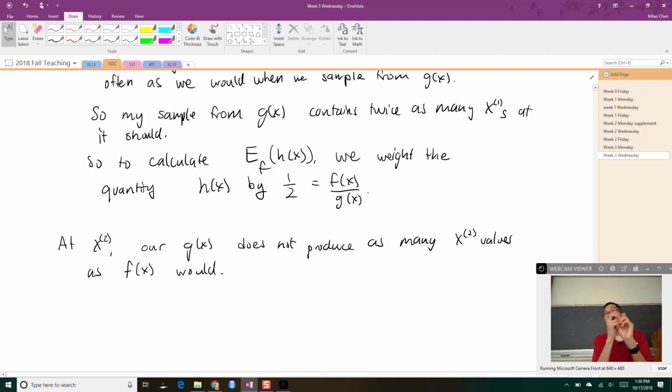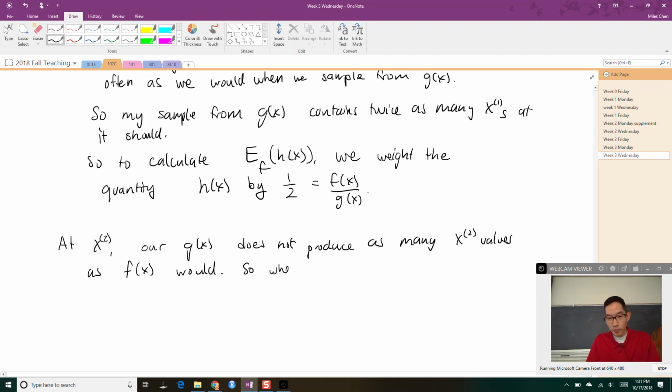So we give each thing an importance weight. We say, under the real distribution f, I should be getting this much, and I'm only getting this much. So each one that I have is 1.5 times as important, or whatever it is. And over here I'm getting too many, and I only needed this much. So the ones that I have are less important, and we weight them accordingly.